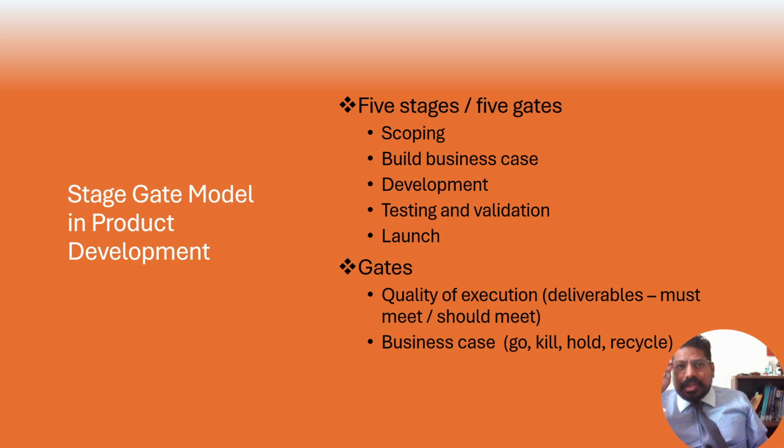Stage gate model in product development. There are 5 stages: scoping, build business case, development, testing and validation, and then launch. And then gates are quality of execution, deliverables, must meet, should meet, business case, go, kill, hold, recycle. Go: the business case is still valid, you simply go ahead with it.